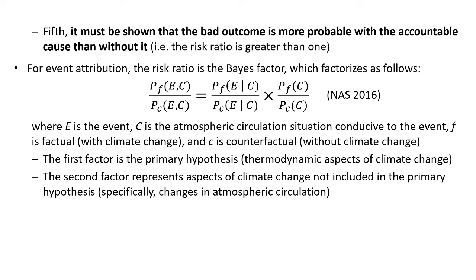The first factor there is what you might call the primary hypothesis, which is the thermodynamic aspects of climate change. That would be the increase, certainly in temperature, given the circulation, perhaps the change in the precipitation too. And then the second factor is the aspects of climate change that are not included, which, for example, in Enrique's case, he was keying around a La Nina event, and he was basically looking at the conditional probability given that La Nina event. He didn't look at the likelihood of La Nina changing. We don't trust CMIP for that anyway.